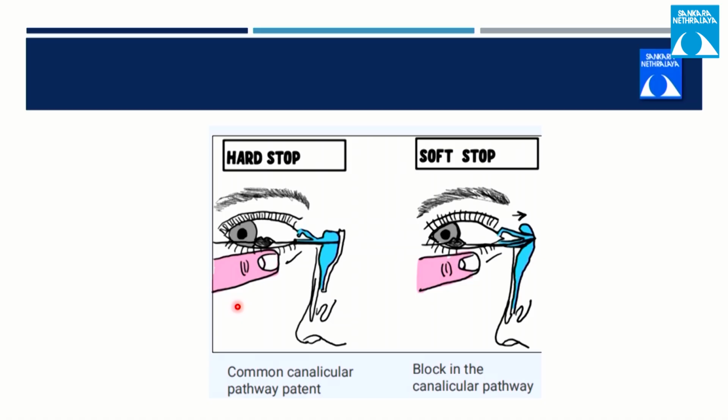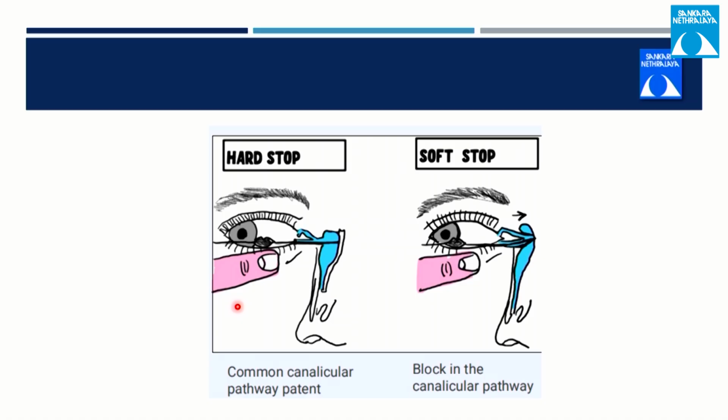So this everybody got, right? This is important. Hard stop is because you are feeling the bone directly. In soft stop, the block is in the canalicular pathway due to any fibrosis or growth. So we feel a soft stop. We don't reach the bone directly. There is fibrosis, it's a soft tissue block, right? So this is the common canalicular block.